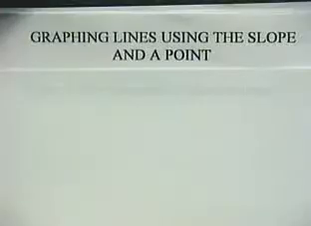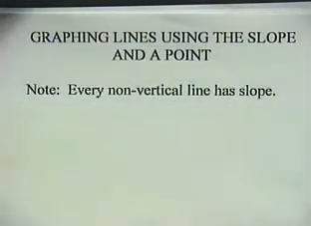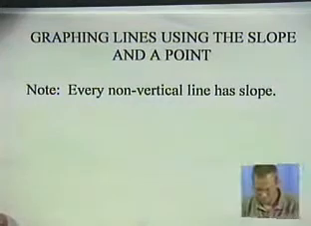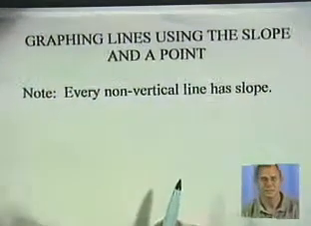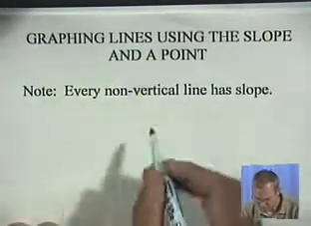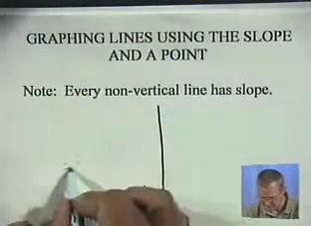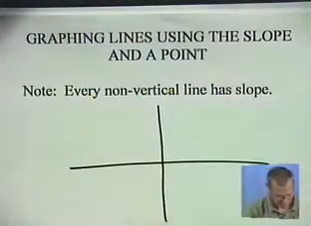Graphing lines using the slope and a point. Let's first make a note to ourselves. Every non-vertical line has slope. We know that vertical lines are said to have no slope. So let's just draw a few lines and review slope.